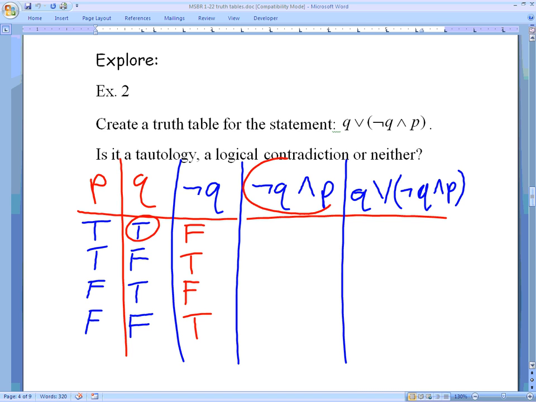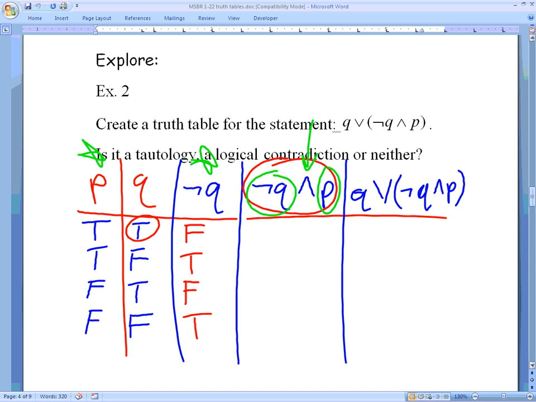Now I'm using and. Now remember back on the last slide, in order for and to be true, both of them need to be true. Which two columns am I comparing? Well, I've got this not Q, which is right here, this column, and then I've got P, which is this column. So sometimes it helps to lightly mark which columns you're looking at so you don't accidentally look at the wrong ones. Again, in order for and to be true, they need to both be true.